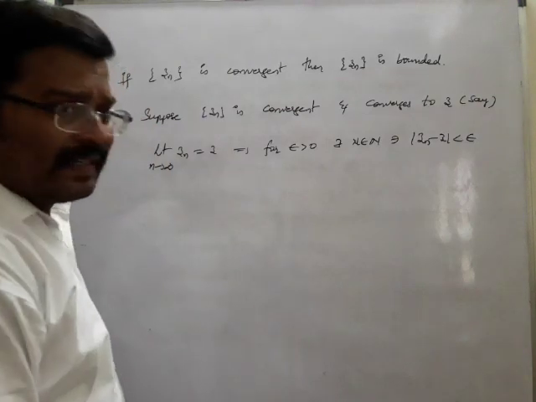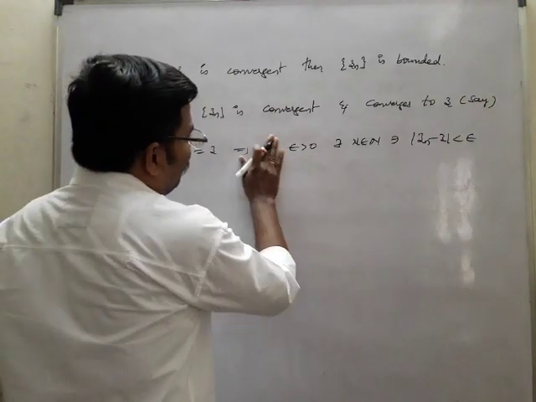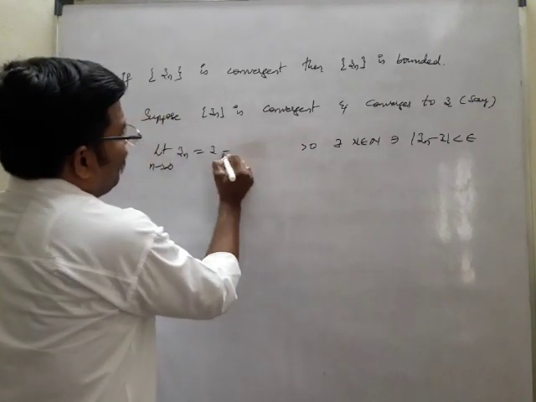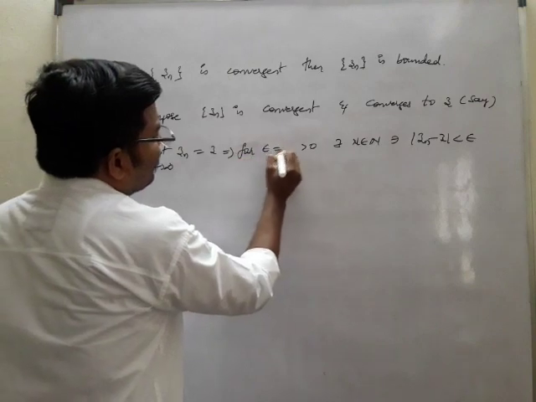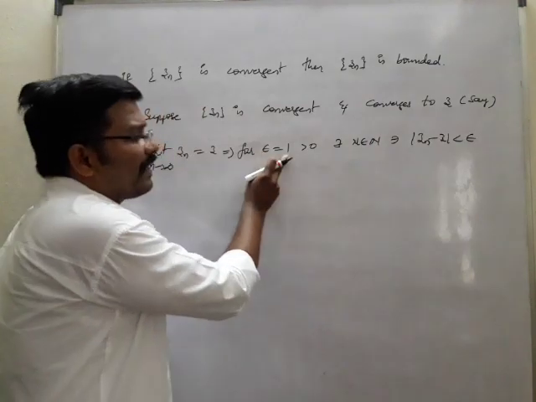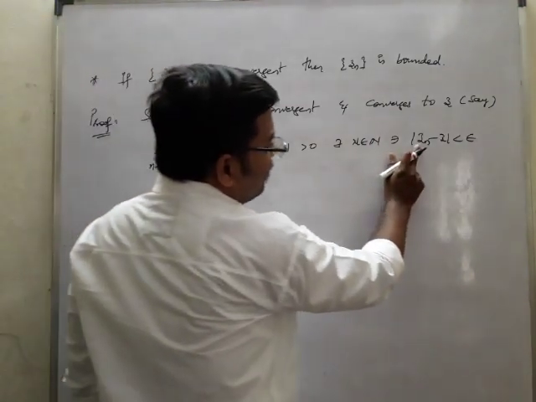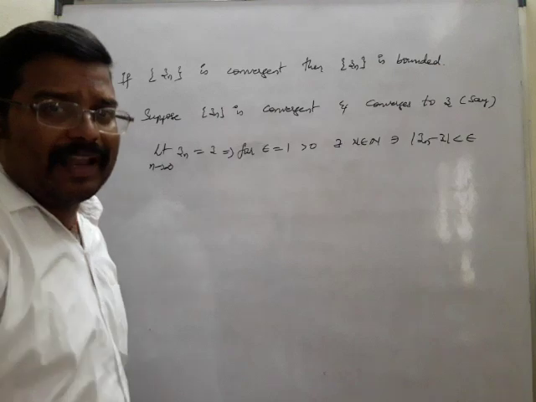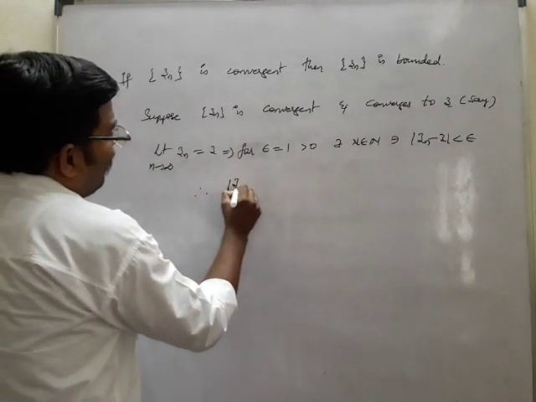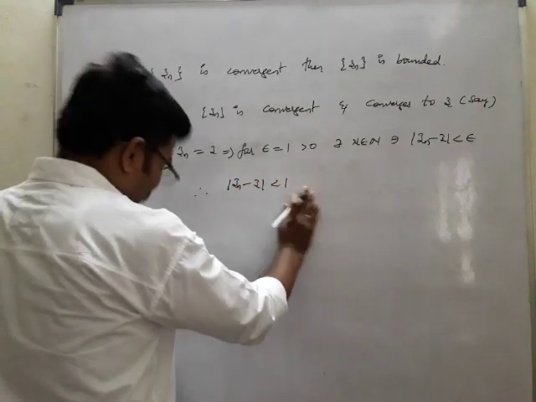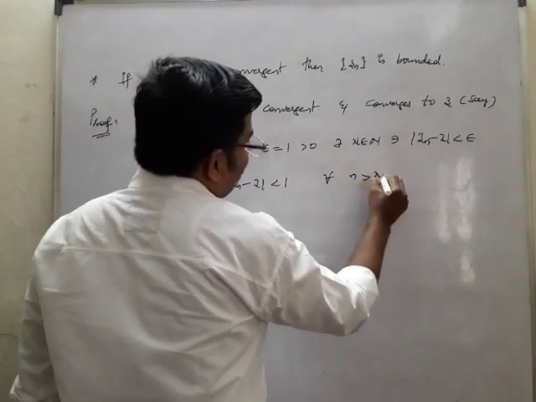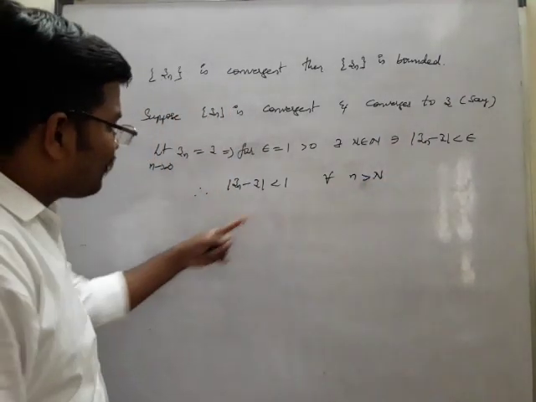So what I will do is, I may take epsilon greater than 0 as some value, for epsilon equal to 1, which is greater than 0. So instead of writing epsilon, I may write 1. I may write here mod Zn minus z is less than 1. Epsilon I am taking as 1. Therefore, mod Zn minus z is less than 1 whenever small n is greater than capital N. Now this I have chosen.